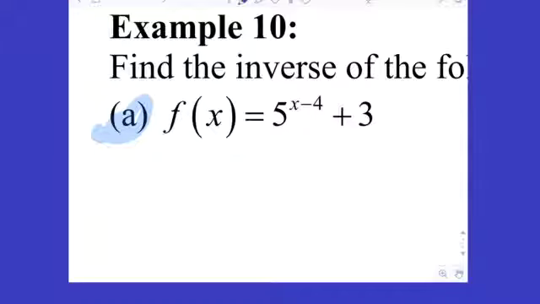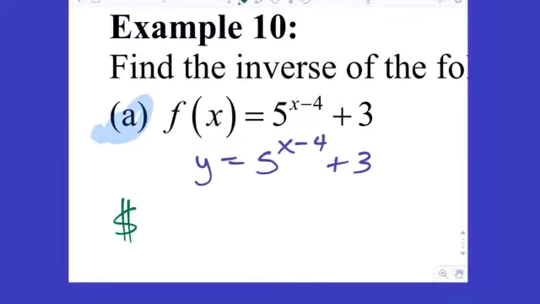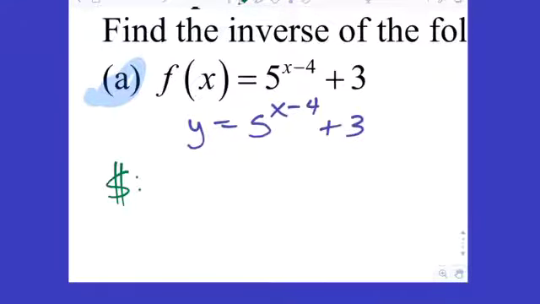So f of x is just a fancy word for y. If you want to prime the pump, per se, by just calling f of x y to begin with, that's not a bad first step. And then the money step, the real critical step, is interchanging x and y. So now you got x equals 5^(y minus 4), plus 3.